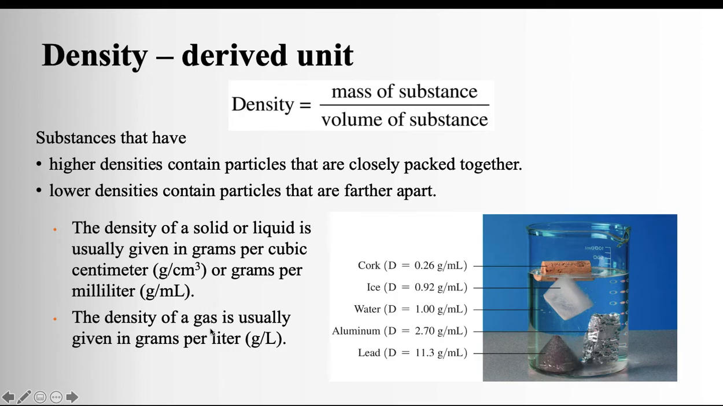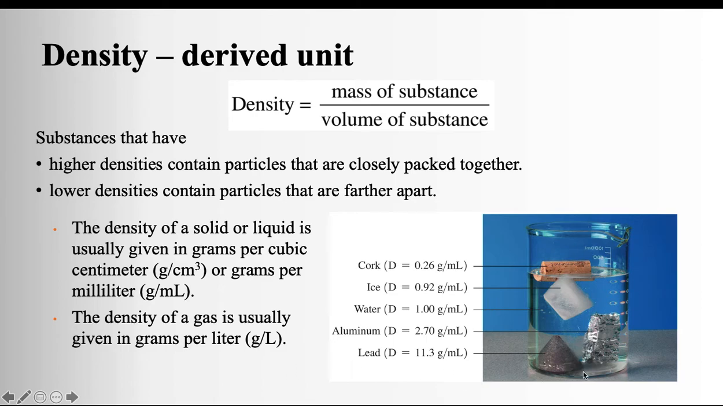When we talk about a gas, since these were for solids or liquids, typically we express the density in grams per liter because their densities are so much smaller than a solid or a liquid. Therefore, the other units would be too large, so we need to use these.